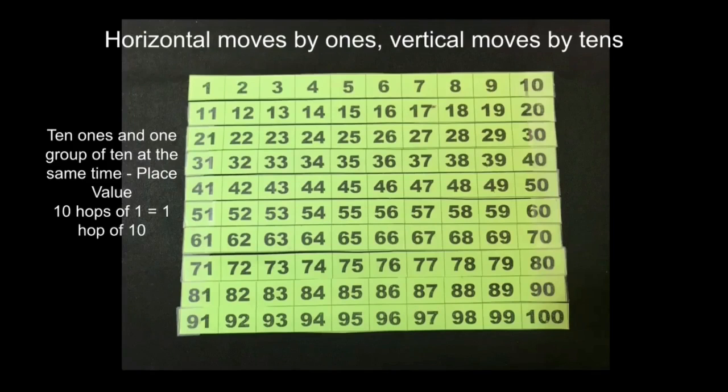Either way, 10 plus 1 or 1 plus 10, we know that we're allowed with addition to exchange the order of the numbers. That's our commutative property again. So yay. And children are also seeing 11 as 10 plus 1.